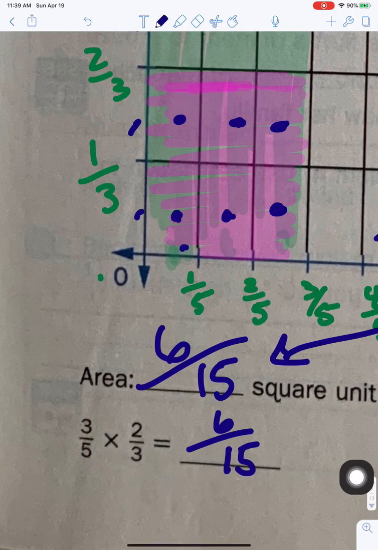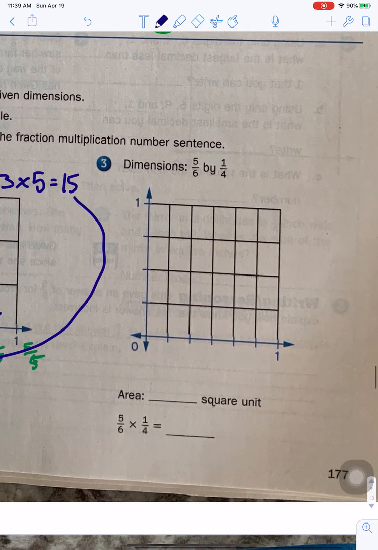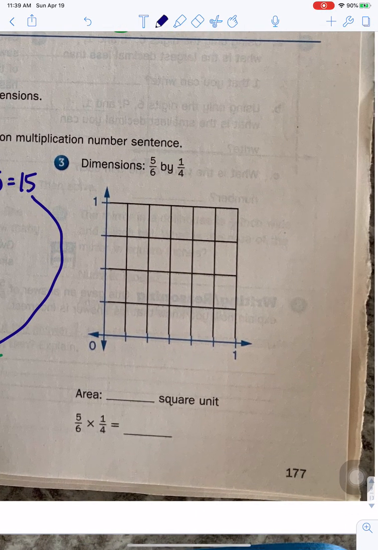That's our answer. I would like you to do number 3 on your own, and then take a picture of this page and send it to me. This is page 177 and page 178.